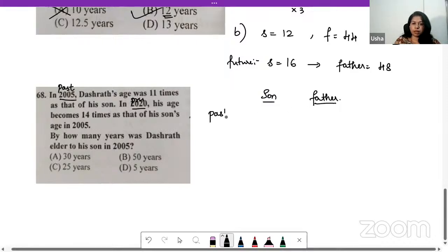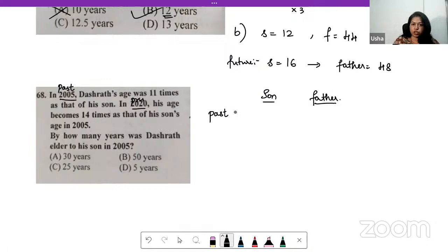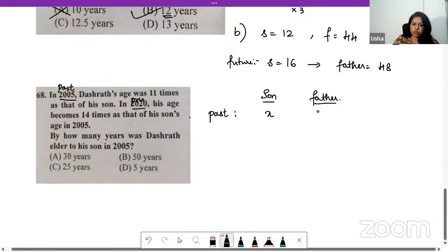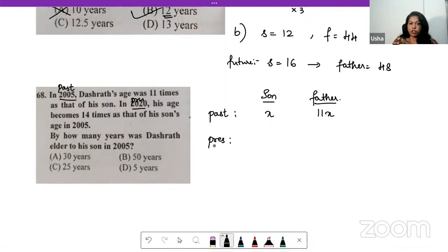First, we will write the past. In the past, Dashrath's age was 11 times that of his son's age. So if the son's age is X, Dashrath's age was 11 times X. Okay. Next, you write the present, which is 2020. His age becomes 14 times that of his son's age in 2005. So, what is the difference between past and present? How many years?